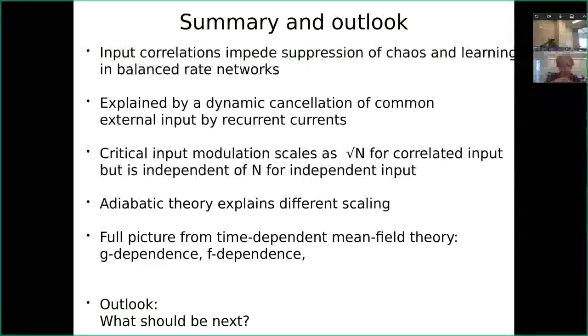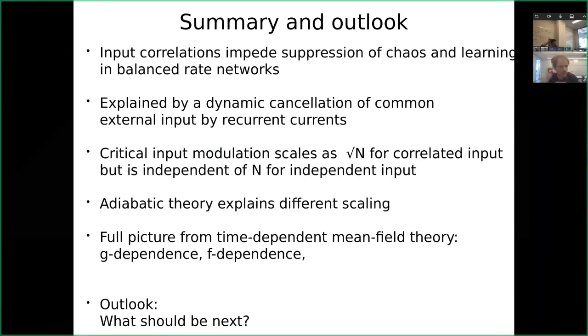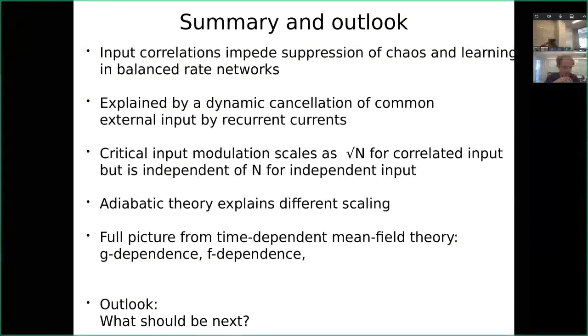So the critical input modulation scales as square root n for correlated input, but it is independent of n for independent input. And so the adiabatic theory explains the different scaling, but the full picture only comes from this time-dependent mean field theory, so that gives us the G dependence, F dependence. Yeah, now I would be really curious to hear from you. What do you think should be next?